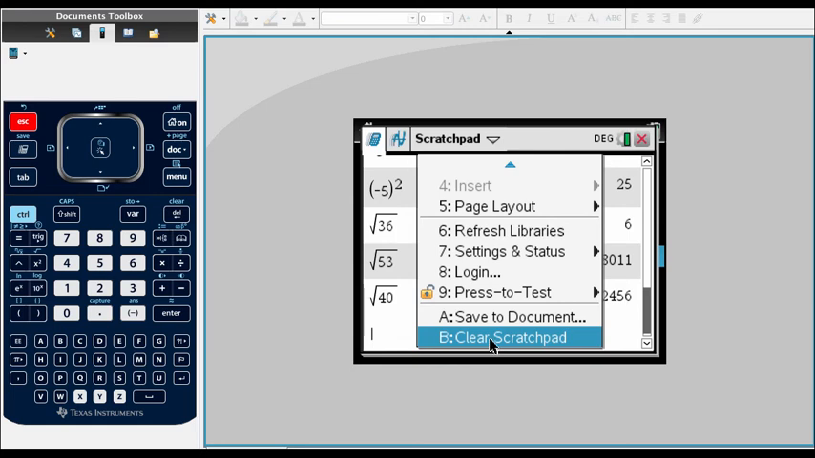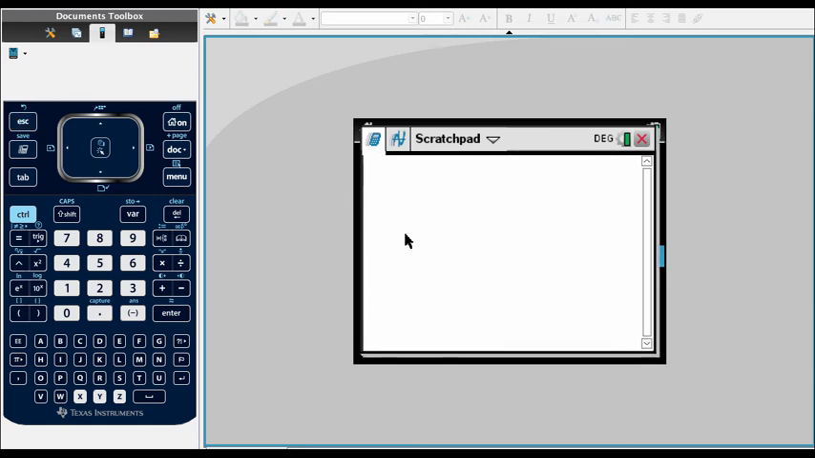So I'm going to go ahead and do that, clear scratch pad. And now I just have a blank screen. You don't have to do that, but sometimes when I'm starting something new, I prefer to have a blank screen, and so that's nice to know how to do. Again, document B will clear your scratch pad so you can have a free working space. Your scratch pad will keep whatever is on it even when you turn off the calculator, and so sometimes when there's just so much in there, it's better to clear it out.